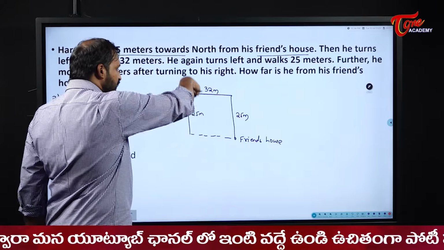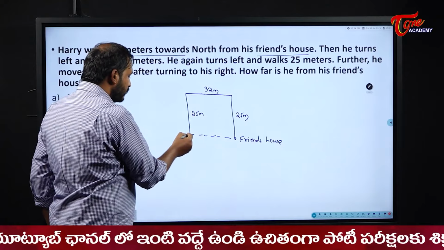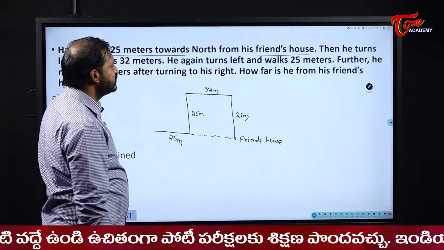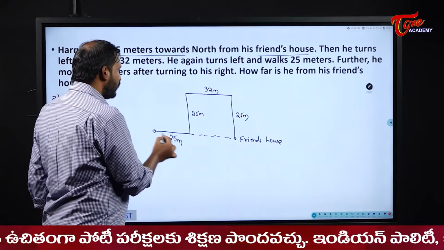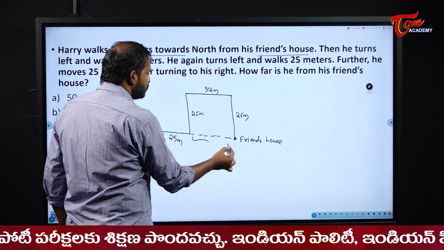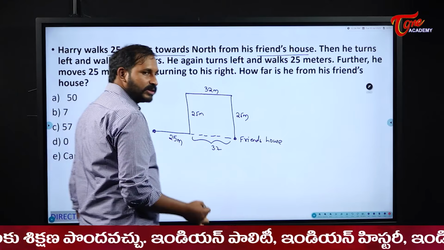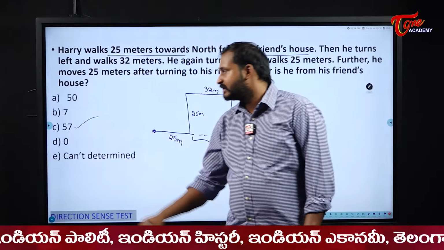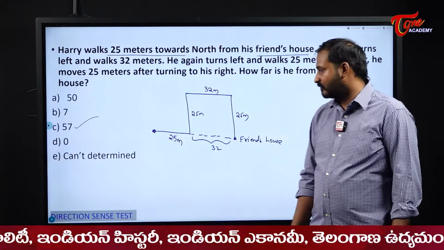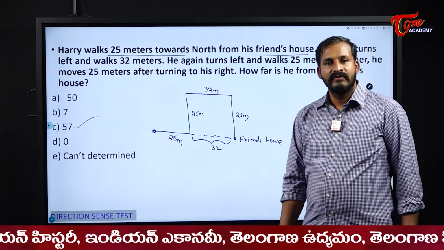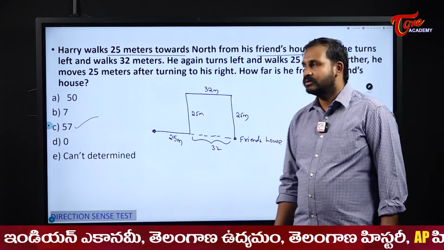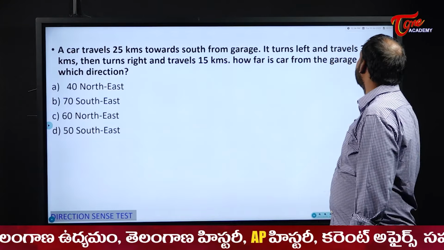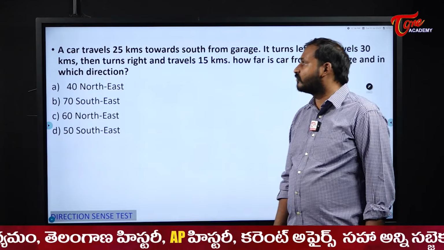Now the person is moving in this direction. Right means this one. And he is walking 25 meters. How far is he from his friend's house now? This will become 32. So 32 plus 25 becomes 57. So he is 57 meters away from his friend's house now. Understood? Right? Next one.